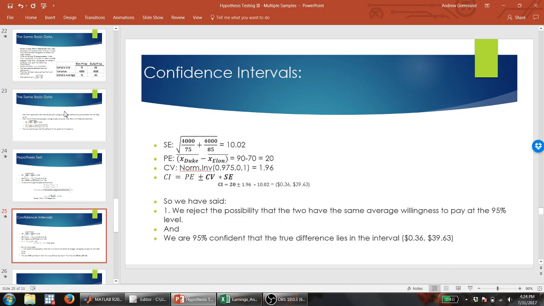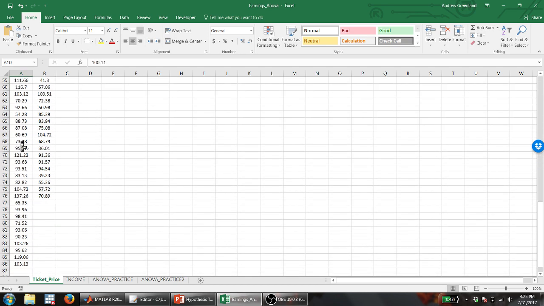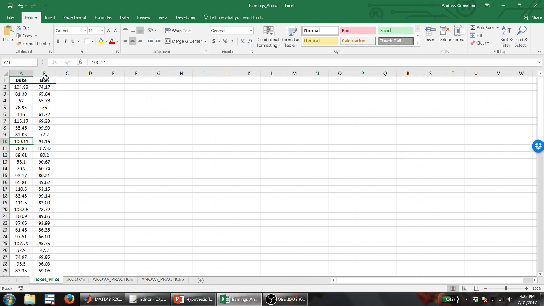What we've got here, though, is the same example, but we have a different set of data, where what we have are the actual elicited responses for people indicating how much they would be willing to pay at each location for a particular ticket. So we see all of our folks here who were asked what they would pay to sit in Durham and watch it at Duke, or in Elon and watch this game.